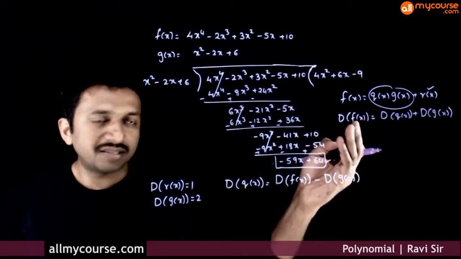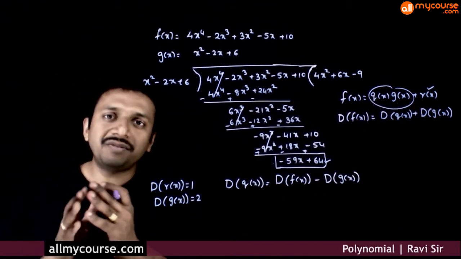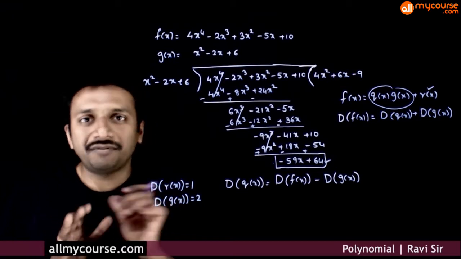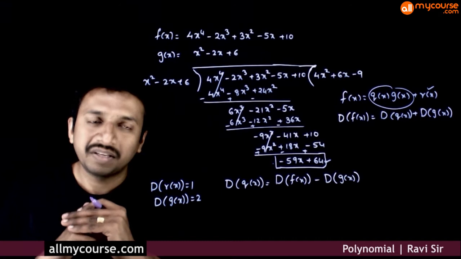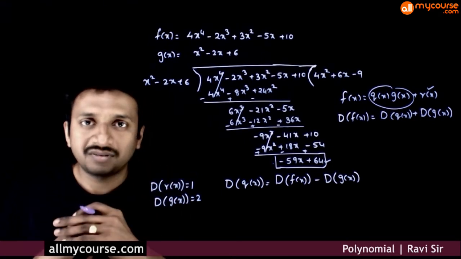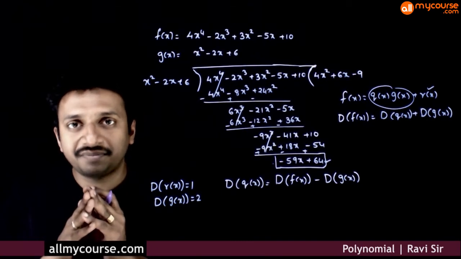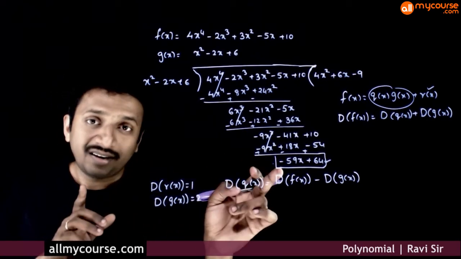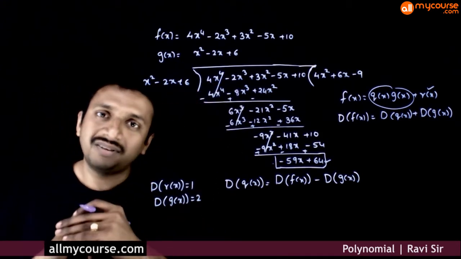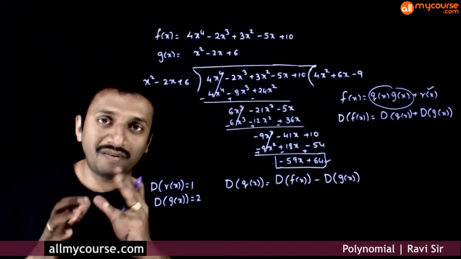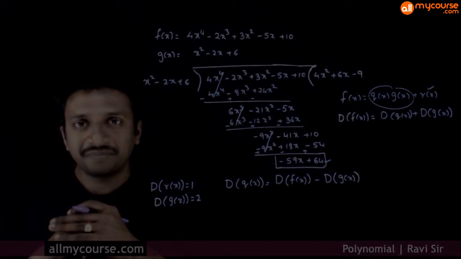Hence the degree of q of x is degree of f of x minus degree of g of x. So from the division algorithm, you can guess the degree of the remainder and you can very easily find the degree of the quotient. The degree of the remainder has to be less than the degree of the divisor. If the remainder becomes 0, then the divisor is a factor of the dividend. So I hope you have understood the basics of the division algorithm.